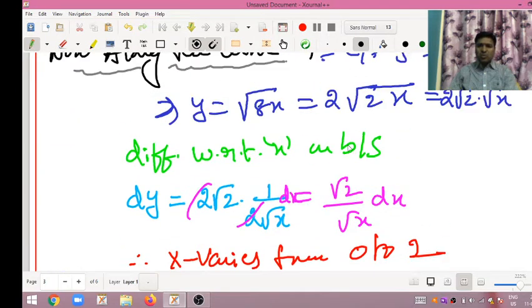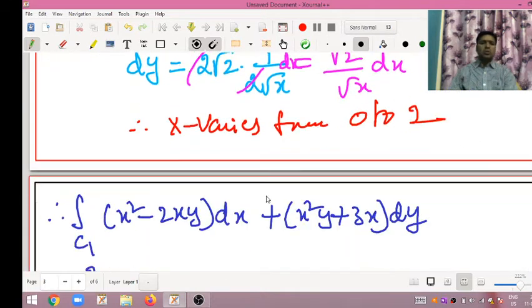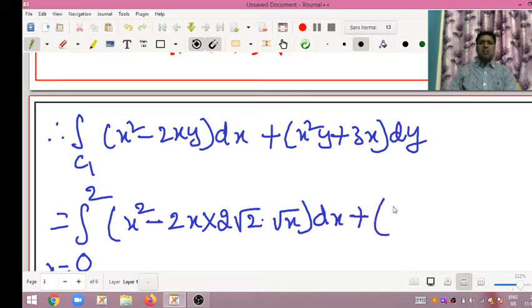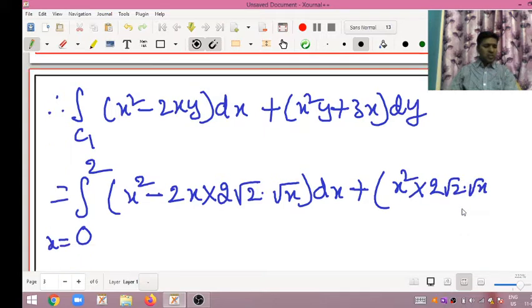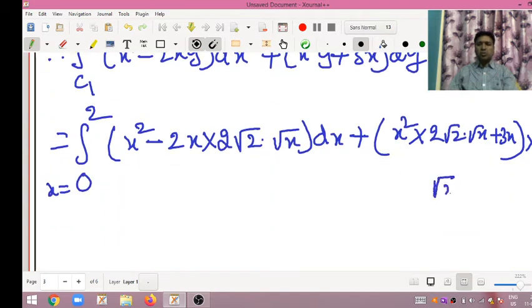Here y is equal to 2 root 2 into root x, my dear friends. So in the place of y, we want to replace that value: 2 root 2 into root x into dx, plus x square, again y value 2 root 2 into root x, plus 3x into dy value, which is root 2 by root x into dx.